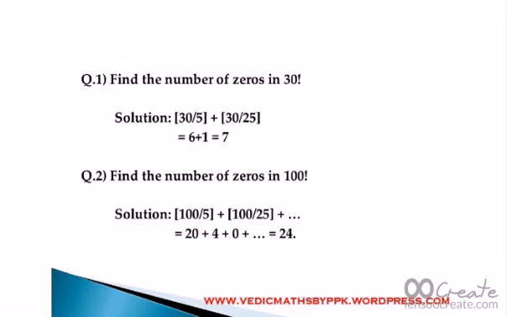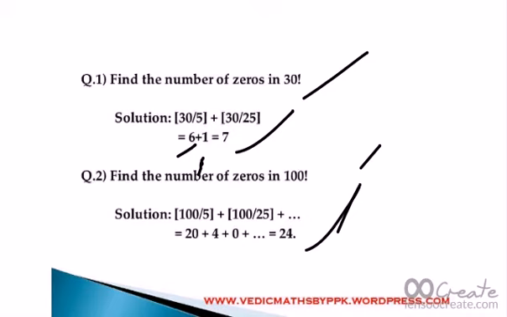Find the number of zeros in 30 factorial. The number of zeros in 30 factorial is 30 divided by 5 plus 30 divided by 25. 30 divided by 5 is 6, and 30 divided by 25, considering only the integral value, we get 1. Therefore 6 plus 1 is 7. Therefore the number of zeros in 30 factorial is 7. Similarly, the number of zeros in 100 factorial: 100 divided by 5 plus 100 divided by 25, we get 24.